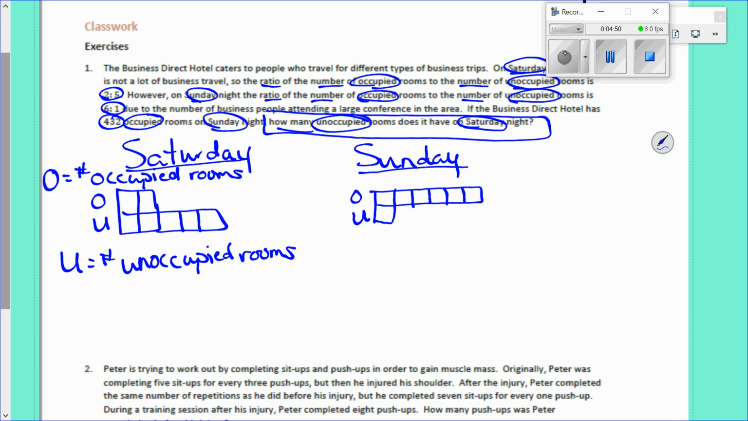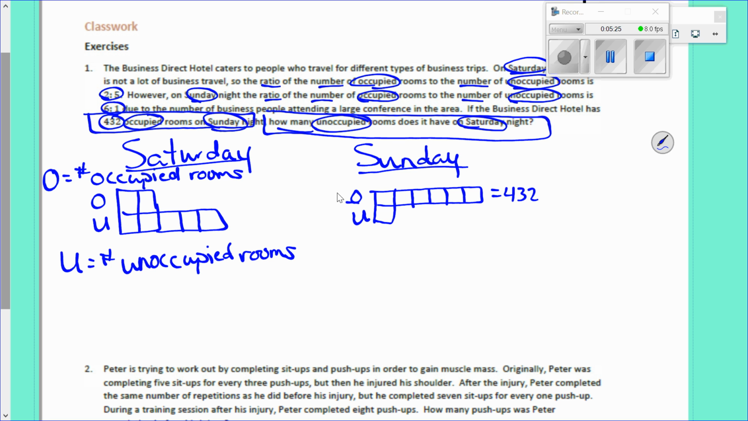On Sunday. So that tells me on Sunday, I have to go to the occupied rooms, and I know that this equals 432. Who does not see why I put that number there? Is there anyone that doesn't see? Thank you for being honest, Nora. So, oh, good. A couple of you. See, your honesty helps other people be honest about it. All I did, guys, is I looked at the problem. They told us right here. They said 432 occupied rooms on Sunday night.